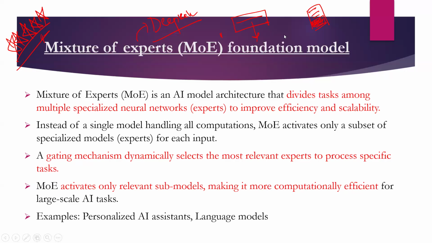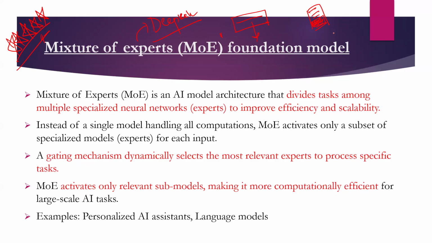Okay, focused, exactly. So when we talk about mixture of experts, it is an AI model architecture that divides tasks among multiple specialized neural networks. We have learned different neural networks in one of the classes. So here it focuses on multiple neural networks and assigns the task to the expert.